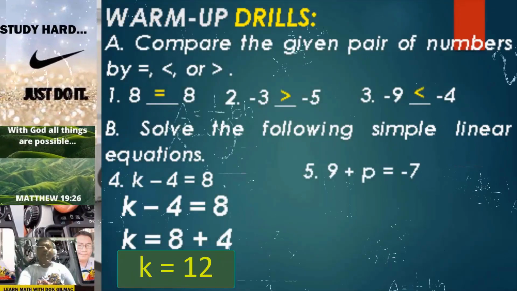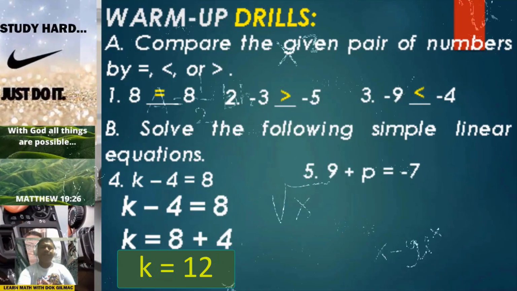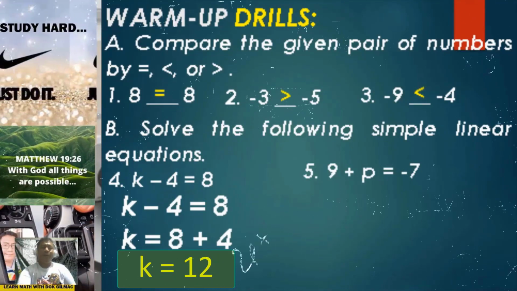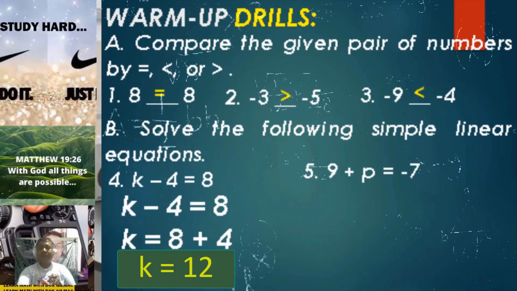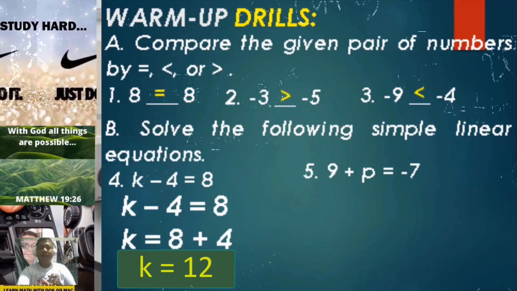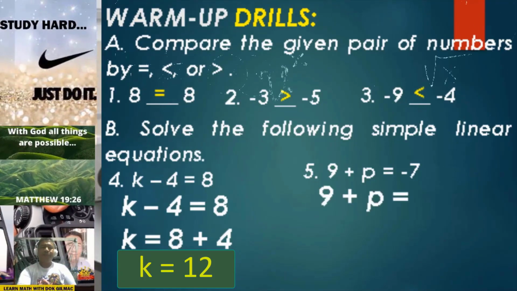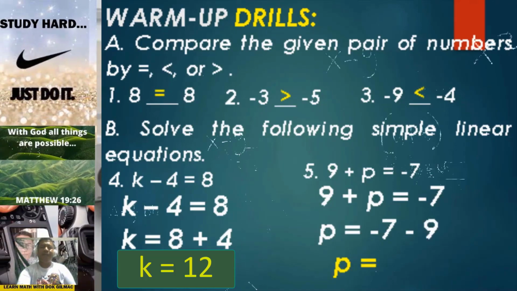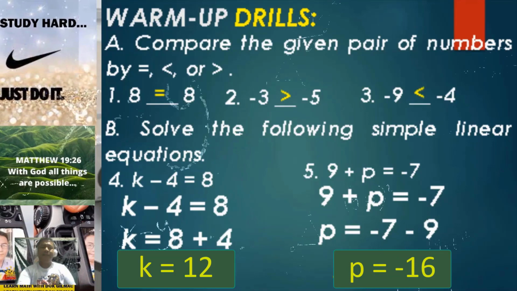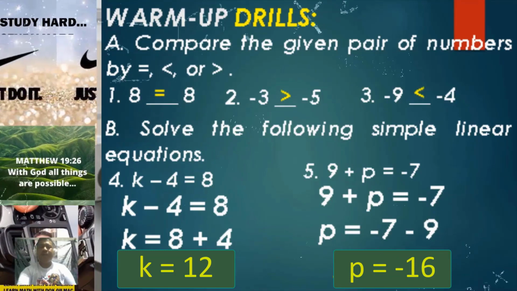Number 5. 9 plus P equals negative 7. In this given simple linear equation, we can simply apply subtraction property of equality. We can subtract 9 from both sides of the equation. 9 plus P equals negative 7, where P is equal to negative 7 minus 9. Simplifying further, we have P is equal to negative 16.